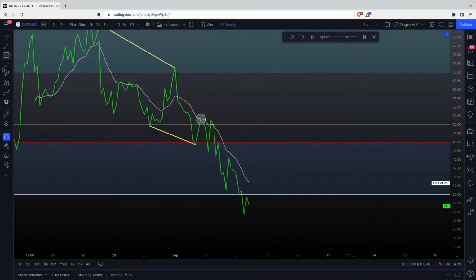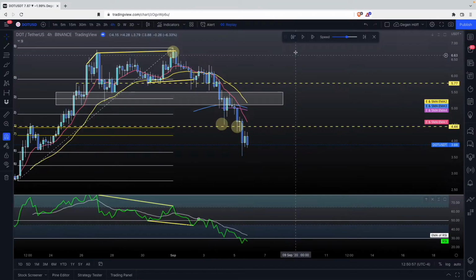And if you get that higher low, that's when you might want to consider jumping in. It's still early, but let's see.